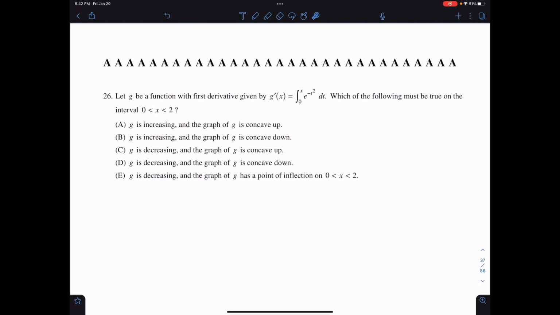So I need to figure out if g is increasing or decreasing, so that's the first one. And then I need to also understand some concavity. Okay, so let's first focus on increasing or decreasing. The good thing is they've given us an equation for g prime. So remember, g prime gives us the slope of g. So if g prime is positive, it means that the slope is positive, which means g is increasing. So all I need to do is try and figure out if g prime of x on this interval is positive or negative.